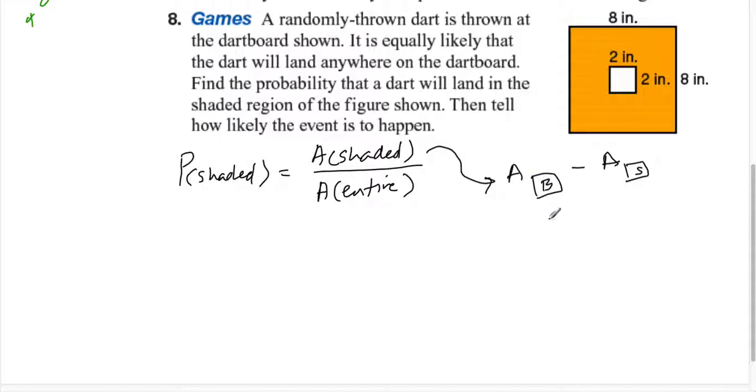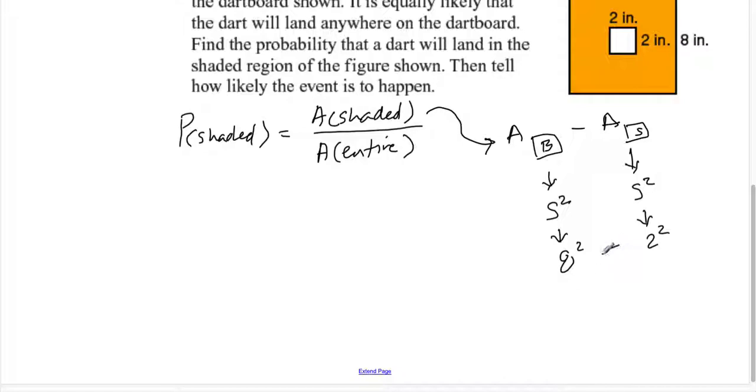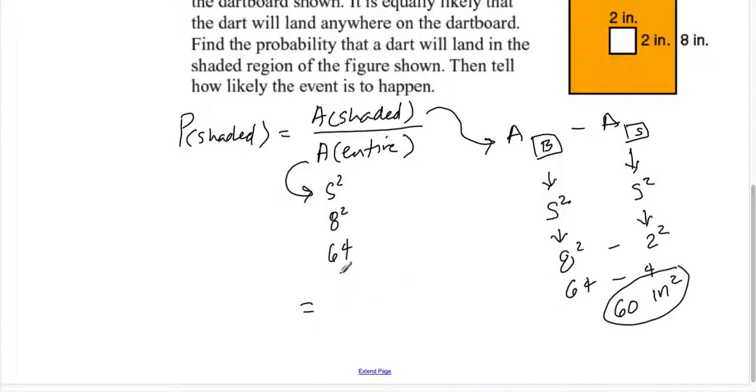Okay, and we know that the area of the big square is s squared or 8 squared, and the area of the small square is also s squared, or 2 squared. Applying this, you now have 64 minus 4 or 60 square inches as the area of your shaded region. The entire region is simply the square, so the entire region is s squared or 8 squared, which is 64. So going back to the formula, the area of our shaded region is 60 square inches, and the area of the entire region is 64 square inches.